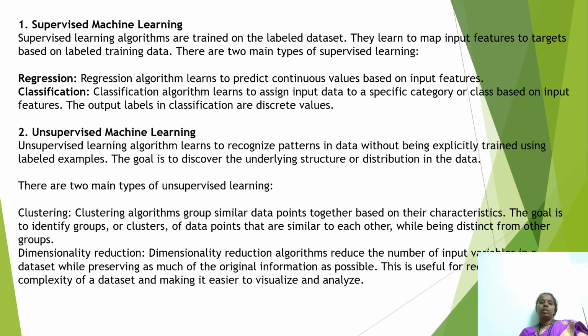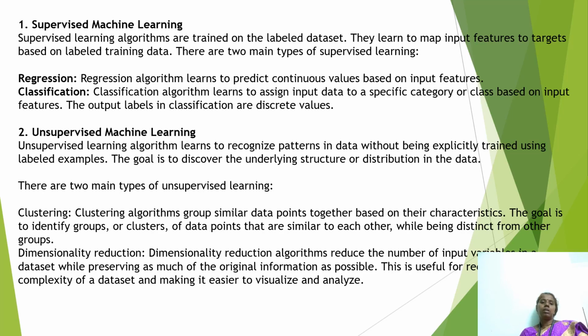So machine learning types can be categorized into three types. So we are going to see supervised machine learning. It is one of the types of machine learning. The supervised learning algorithms are trained on labeled data sets. They learn to map input features to targets based on labeled training data. There are two main types of supervised learning.